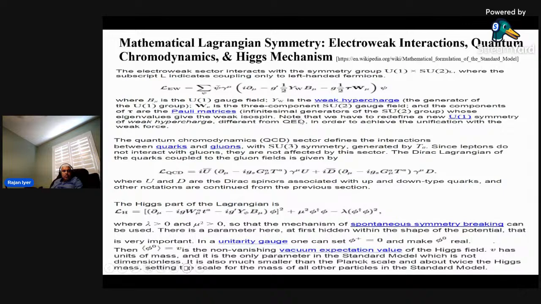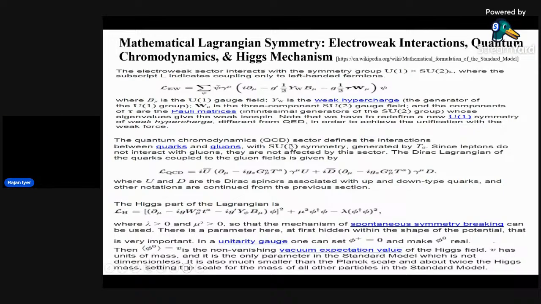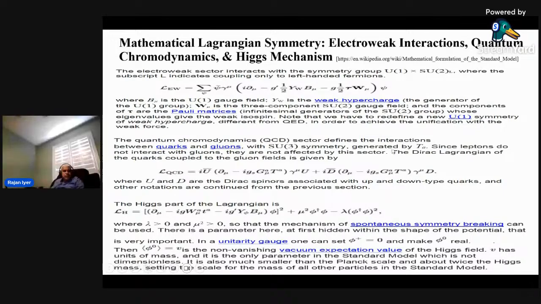All right. So we have to find a new U1 symmetry of weak hypercharge different from QED. QED is quantum electrodynamics, to achieve the unification with the weak force. So that's a big thing that's going on. Can we unify the weak force, weak theory, with gravity? That's an open question. Quantum chromodynamics, QCD, defines the interactions between quarks and gluons. So we know that all the particles now, including proton and neutron, all the way up to hadrons and fermions, consist of quarks, described in terms of quarks and gluons, Gell-Mann matrices.